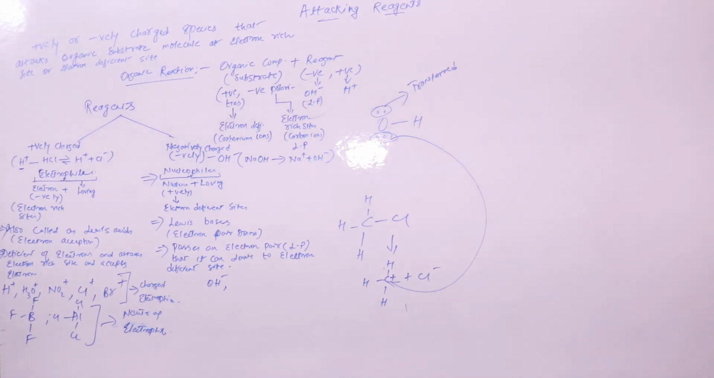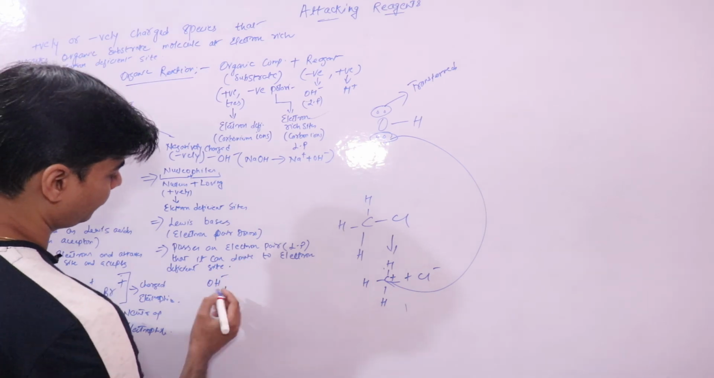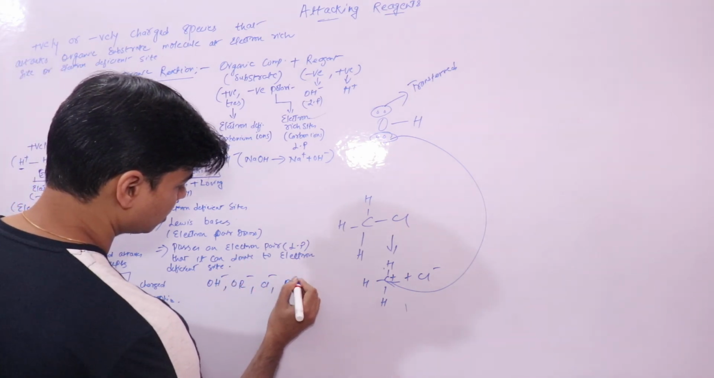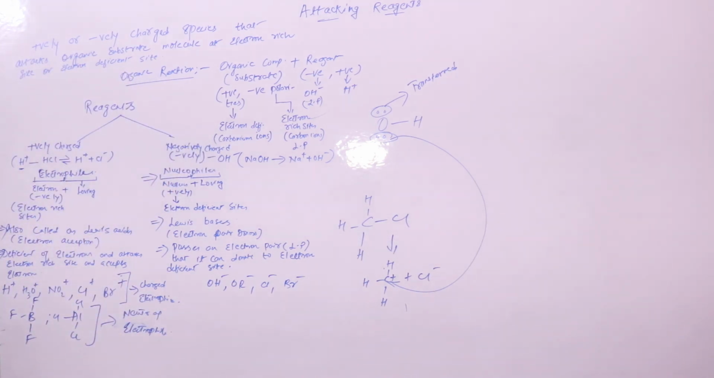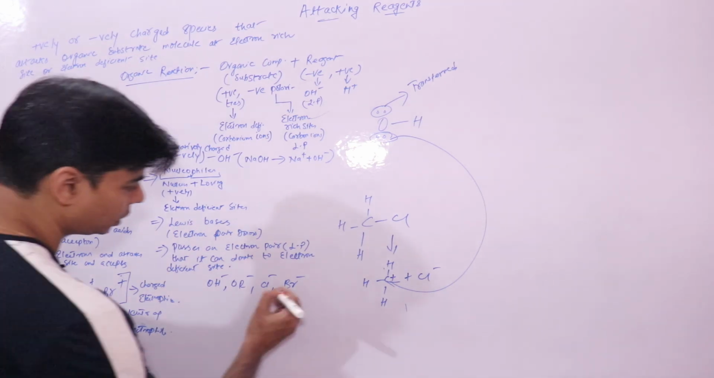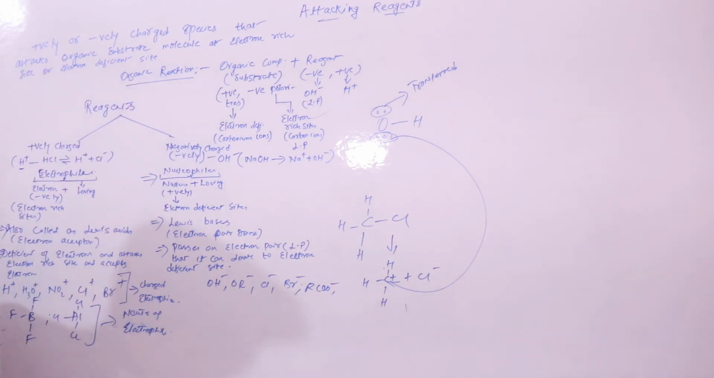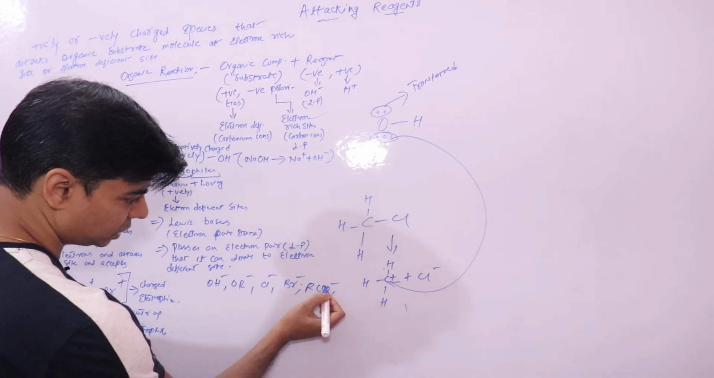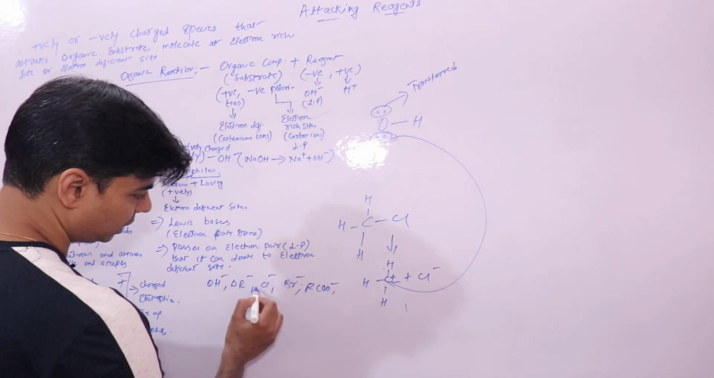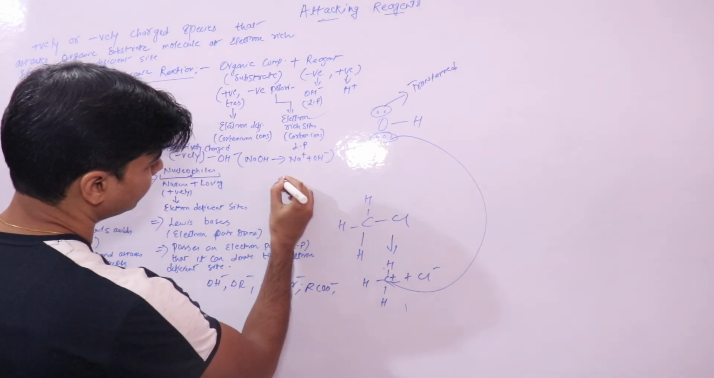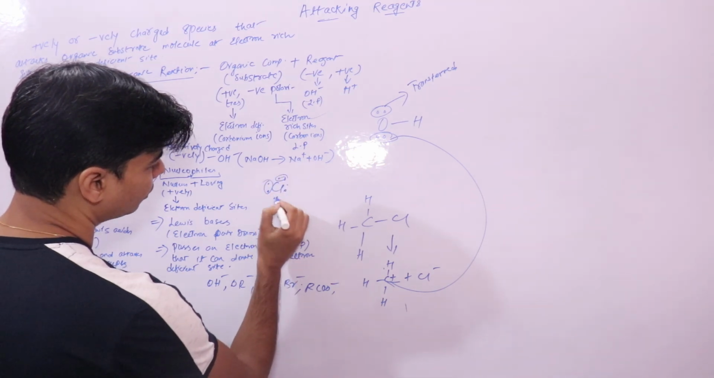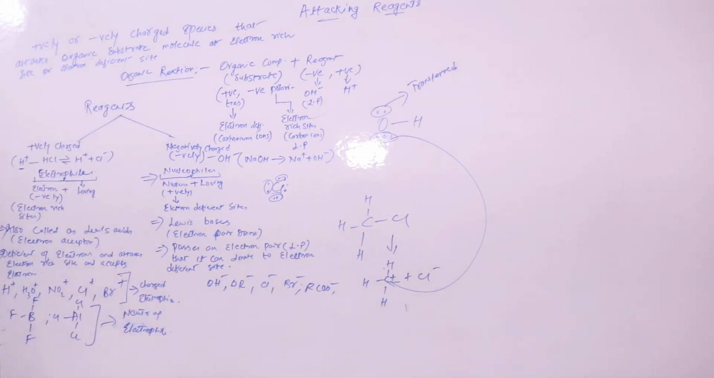Now there are certain other examples of negatively charged nucleophiles such as OR-. All these are negatively charged nucleophiles. Then you have some organic nucleophiles like RCOO-, the acetate ion. These are negatively charged ions, and these oxygen ions have a lone pair of electrons. Similarly, the chloride ion has lone pairs of electrons that it can transfer to electron deficient sites. And these are negatively charged nucleophiles.